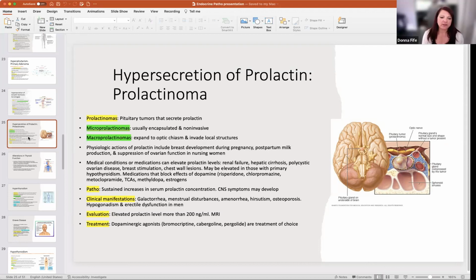Pathophysiological information: there are sustained increases in serum prolactin concentrations, and CNS symptoms may develop. Clinical manifestations include galactorrhea, menstrual disturbances, amenorrhea, hirsutism, osteoporosis, hypogonadism, and erectile dysfunction in men. Evaluation: the prolactin level is more than 200. May also need to have an MRI done as well. Treatment: dopaminergic agonists are the treatment of choice for this disorder.